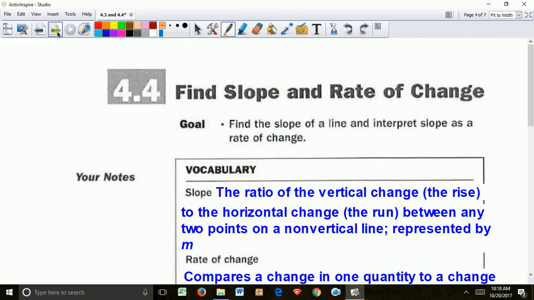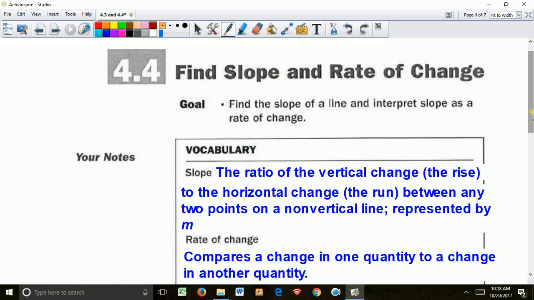Moving on to section 4.4, the goal is to find the slope of a line and interpret slope as rate of change. In section 4.4, the goal is to find the slope and rate of change. So here they want you to find the slope of a line and interpret the slope as a rate of change.